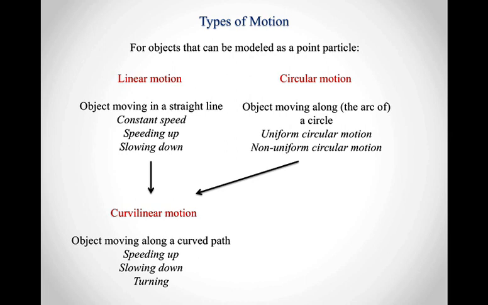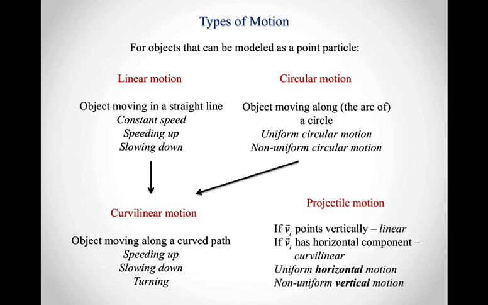The example that we'll probably see the most, or at least certainly the one that you've seen the most prior to this class, is projectile motion. So projectile motion is a curvilinear motion. You throw a ball across the room and it's moving along a curved path. Again, what type of motion projectile motion is depends on the initial velocity. So if you throw the ball straight up, that's actually linear motion. It's going to go straight up, it's going to come straight back down, right?